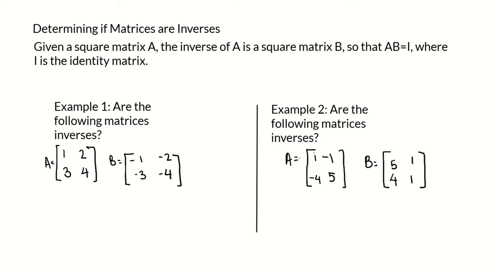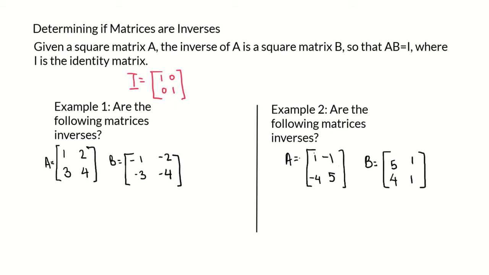Given a square matrix A, the inverse of A is a square matrix B, so that A times B equals I, where I stands for the identity matrix. Now the identity matrix is the matrix of the correct size. It's a square matrix with ones along the diagonal and zeros elsewhere.